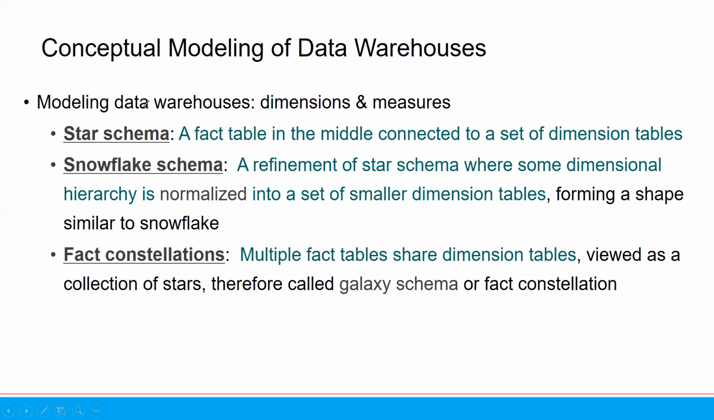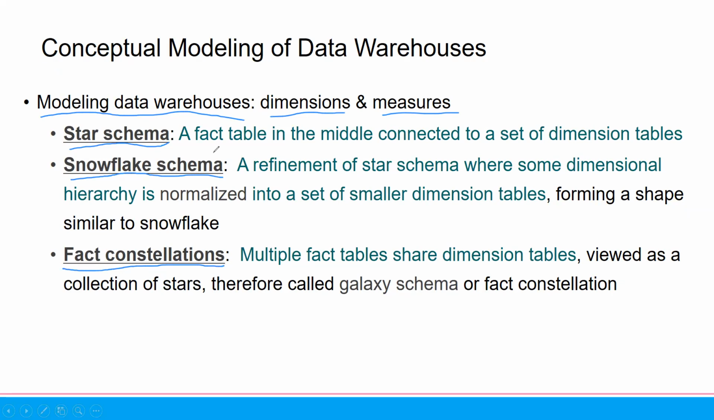In this case, we have two things for modeling a data warehouse. First are the dimensions, and the other are the measures. There are three kinds of modeling that we will learn here. The first is the star schema, the second is the snowflake schema, and the last one is the fact constellation.